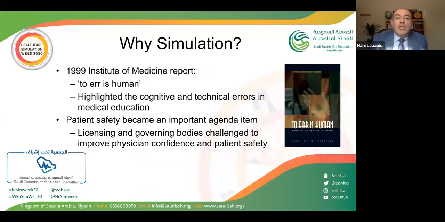And the reason why we changed is because of 1999, the Institute of Medicine and "To Err Is Human." In this book, they reported about 100,000 deaths per year because of medical error. And this really raised flags about patient safety, and it is now an important agenda item in all governing and licensing bodies. Challenge to improve physician confidence and patient safety, because wherever you go now, you hear about patient safety, patient safety, patient safety. So everybody now is interested in patient safety.